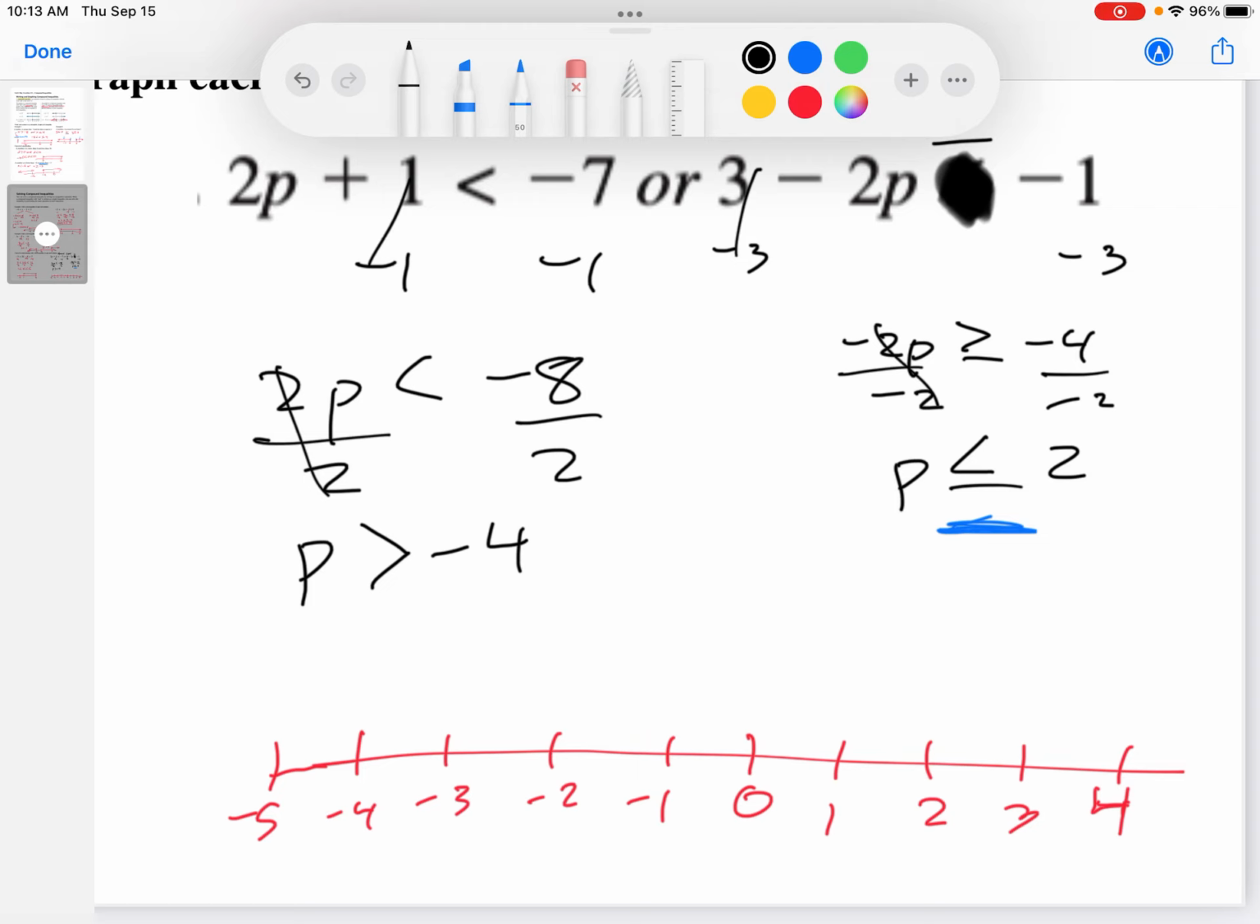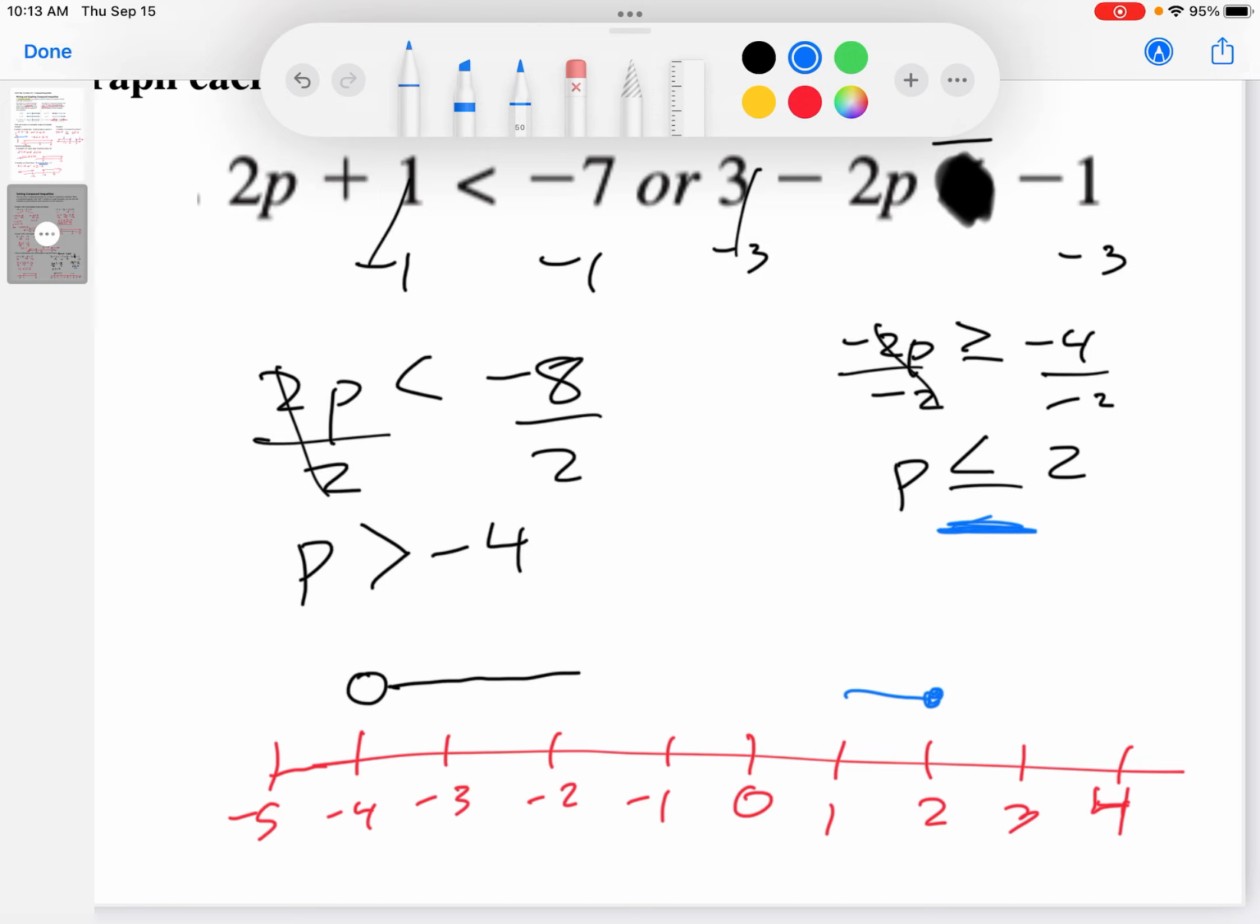So on the p is greater than -4, if you were to graph that, it'd be an open circle on -4 going to the right. On the next one, the one that says p is less than or equal to 2, that's going to be a closed circle. I'm going to use a different color here. That's going to be a closed circle on 2 going to the left. So you might be looking at this and thinking, well, this is just kind of like some of the problems we looked at on the front.